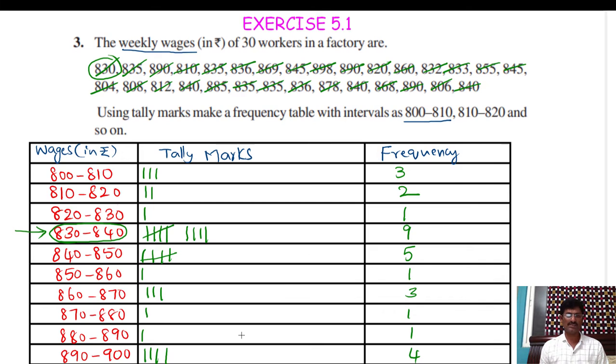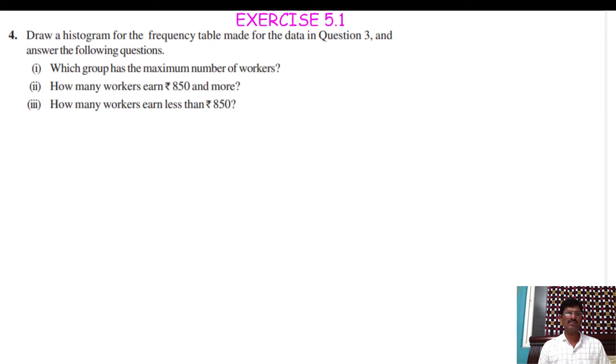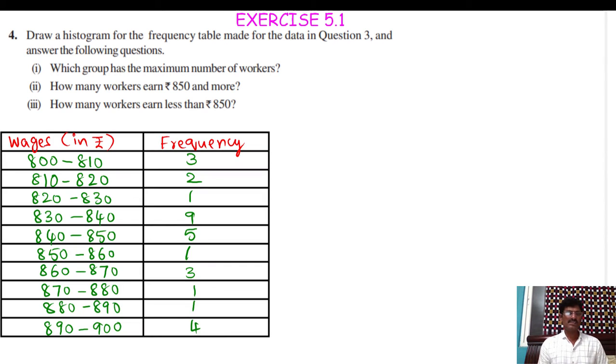Let us go to the next question. Exercise 5.1, fourth problem. Draw a histogram for the frequency table made for the data in question number 3 and answer the following questions. Whatever the questions may be, first we need to draw the histogram for the frequency table made for the data in question number 3. In the answer of question number 3, we constructed a frequency table. Let us take that one first. This is the frequency table we constructed in question number 3.